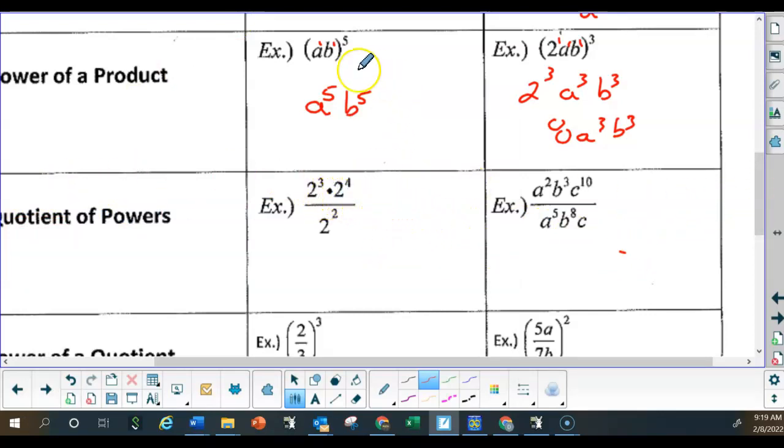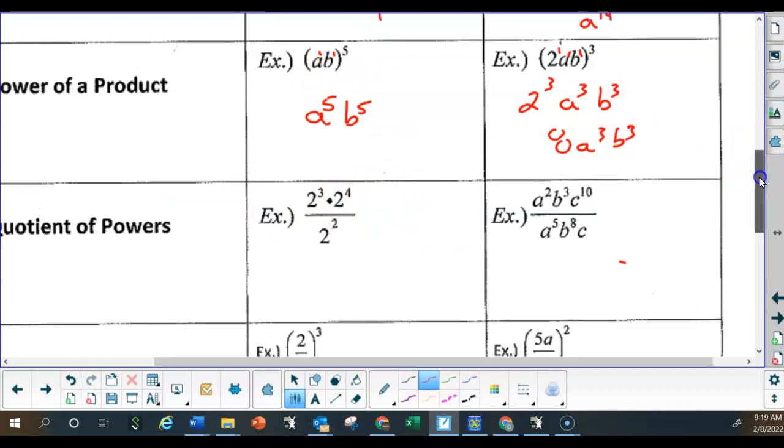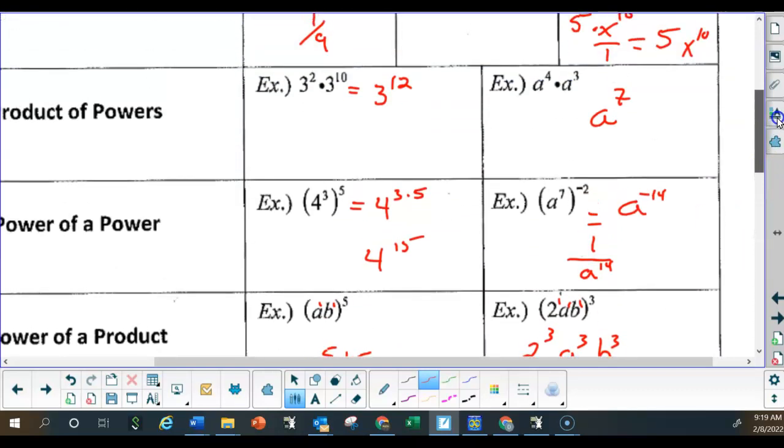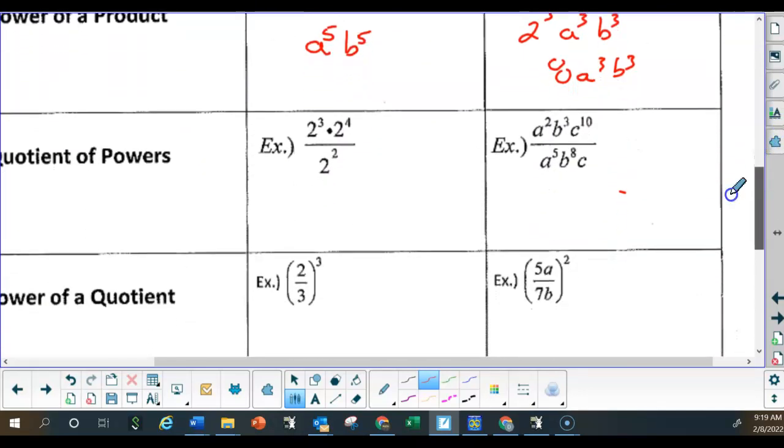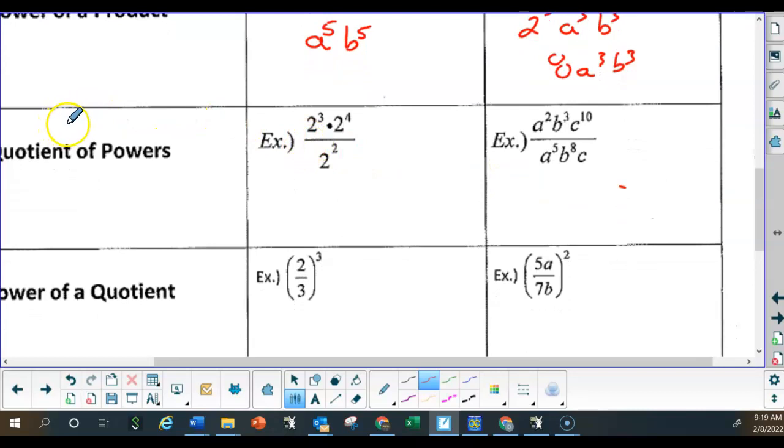Okay, quotient of powers. Well, if we are multiplying, we add. So it kind of makes sense if we have a quotient, we're going to subtract. So we can write that 2 to the 3rd times 2 to the 4th. Well, we need to subtract the 2 in the denominator, so we're going to bring it up, minus 2. That's the same thing as having 2 in the denominator. And then if we add, we have 7 minus 2, so this is 2 to the 5th power.